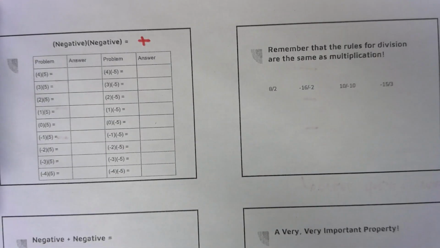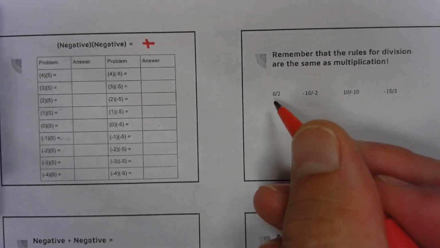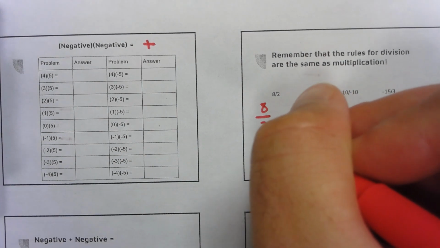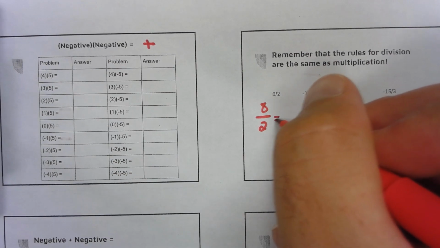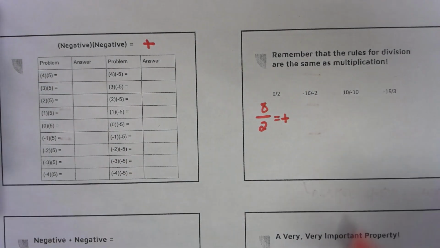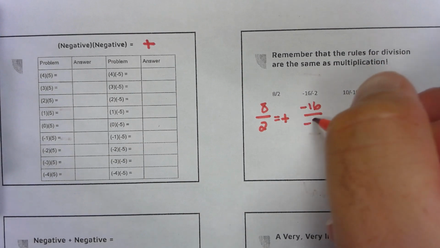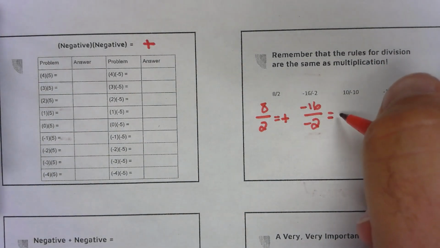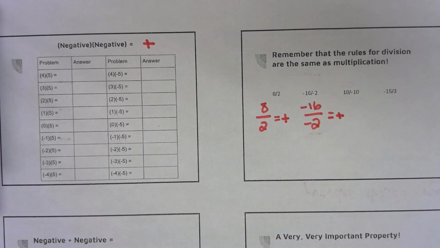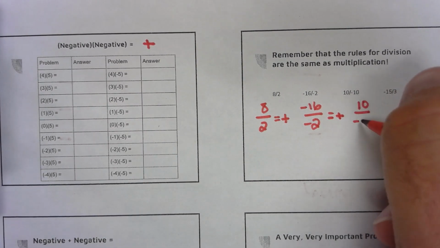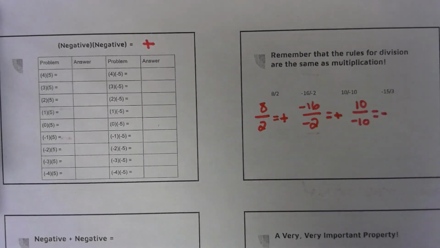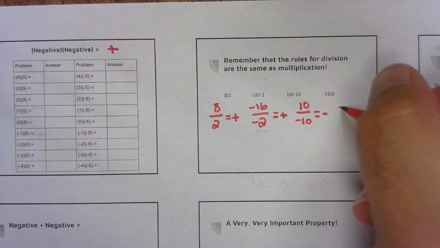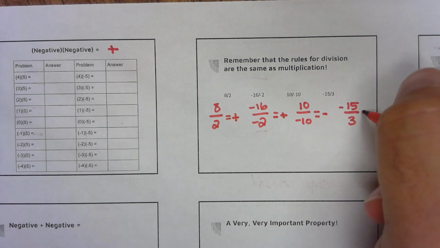Right, and then just remember that the rules for division are the same as multiplication. 8 divided by 2, positive divided by a positive, is a positive. Negative 2 divided by negative 2, negative divided by negative, is a positive. 10 divided by negative 10, one negative, so an odd number of negatives means negative. Negative 15 divided by 3, negative divided by positive.